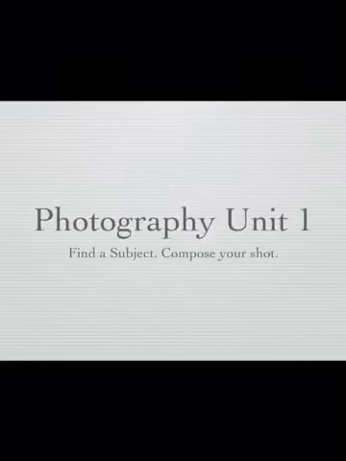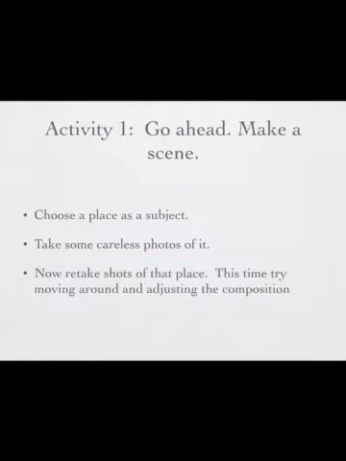Photography Unit 1. Find a subject, compose your shot. Activity 1. Go ahead, make a scene. In this activity, you have to choose a place as a subject, take some careless, unplanned photos of it. Now retake shots of that place. This time try to plan it out, move around, and adjust the composition before you go ahead and take your shot.